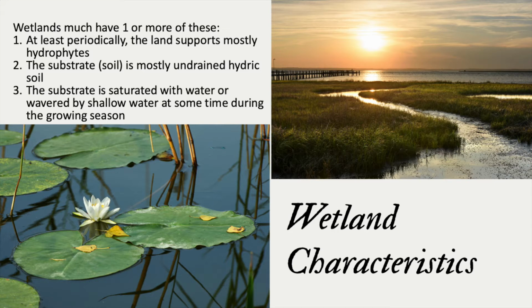Wetlands have certain characteristics and must have at least one of the following. At least part of the time, the land supports mostly hydrophytes. The substrate or soil is mostly undrained hydric soil. The substrate is saturated with water or covered by shallow water at some time during the growing season. The types of wetlands are determined by the hydrology, water chemistry, soils, and plants found there. Wetlands can be fed by precipitation, runoff, or groundwater with chemistry ranging from very acidic to alkaline.